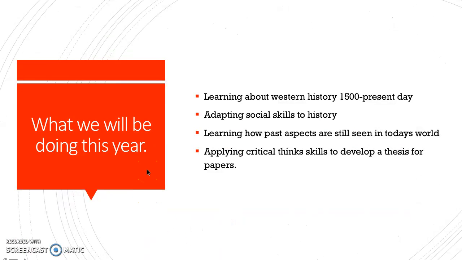So, what will we be doing this year? Well, one, we'll be learning about Western history from 1500 to the present day. So, Louis the 14th and 15th, all the way up to the modern cell phone era that you students use today. We'll be adapting social skills to history, as well as learning how past aspects are still seen in the world today, how, say, Louis XIV's palace in Versailles, palace equaled power, is like the president's White House. He lives there because he's in charge. And applying critical thinking skills to develop a thesis for papers that you will end up writing this year.